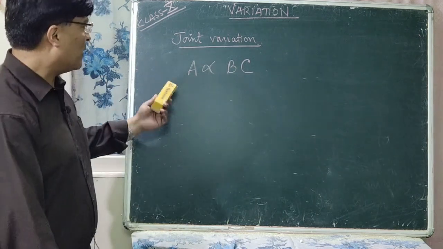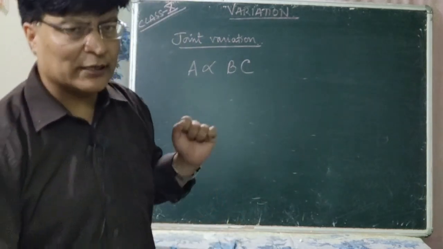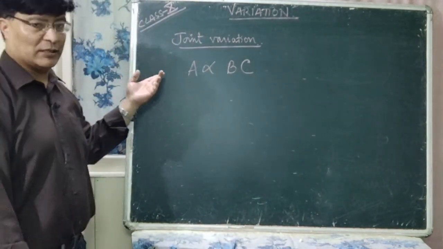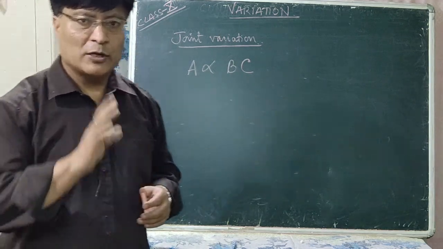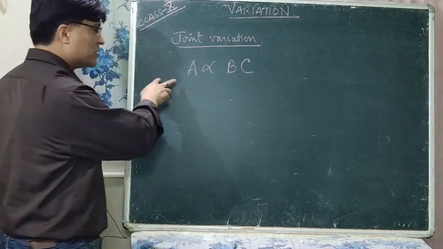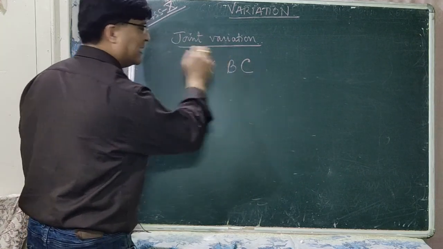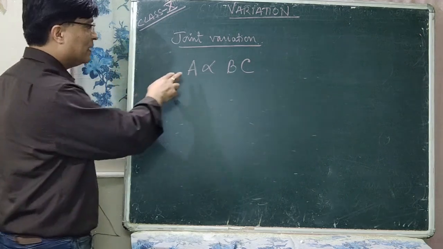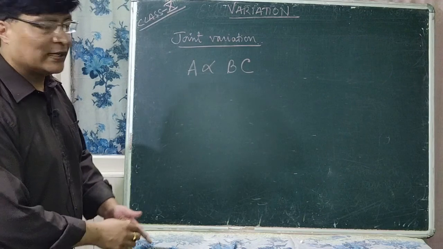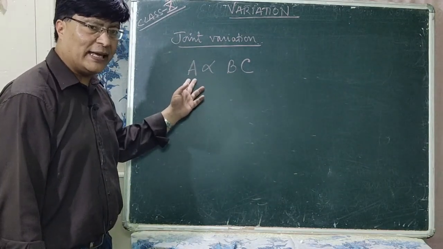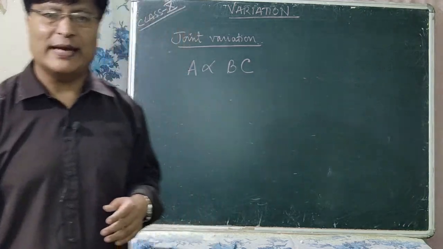Okay, so before this we took only x and y as variables, but here we are taking three variables. We can take them in capital letters too: capital A, capital B and capital C are the three variables. Suppose the first variable A is in direct variation with the product of B and C, then A is said to be the joint variation of B and C. Then the first variable A is said to be in joint variation with the two variables B and C.